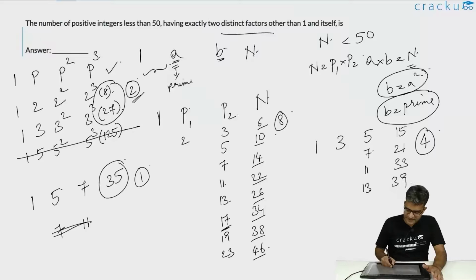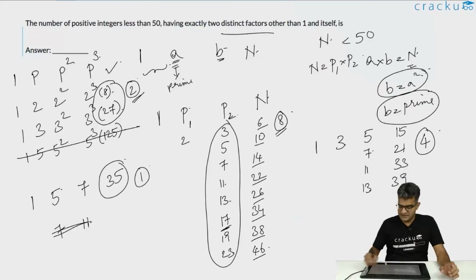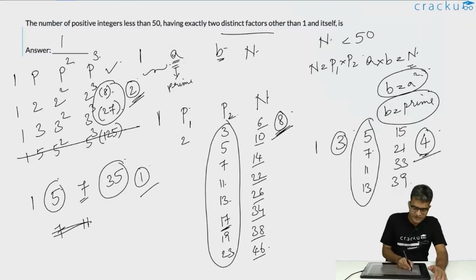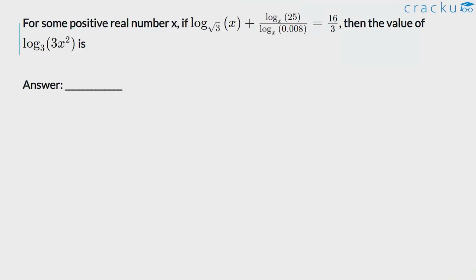Or we'll have 8 cases where the first prime number is 2 and the second prime number will be any one of them. This is 8 cases. We have 4 cases where the first prime number is 3 and the second prime number is either 5 or 7 or 11 or 13. And the last case is the first prime number is 5 and the second prime number is 7. So the total is 2 plus 8 plus 4 plus 1, which is equal to 15. This involves a lot of enumeration, but that is the only way to solve this question.